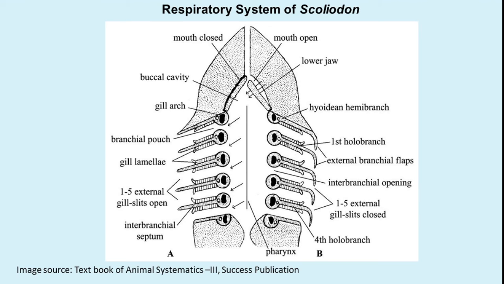At this time the esophagus is closed. So the water is going to enter over here, bathe these gill lamellae, and after this the flaps will open, and through these flaps the water is going to move outside. The flow of blood in the branchial lamellae and the water current is opposite, so that the blood comes in contact with a high concentration of dissolved oxygen and a low concentration of carbon dioxide.